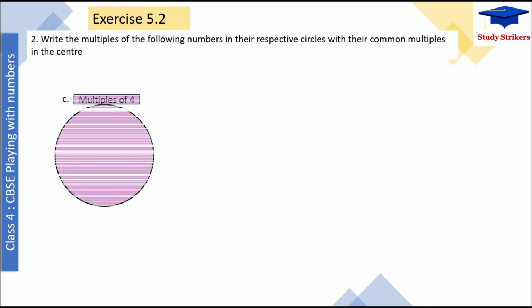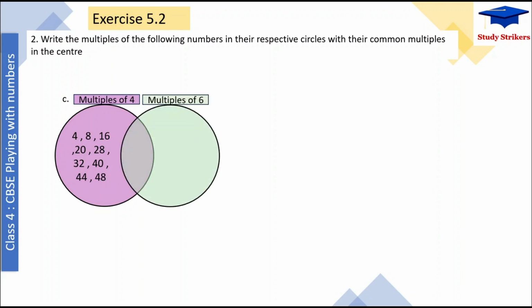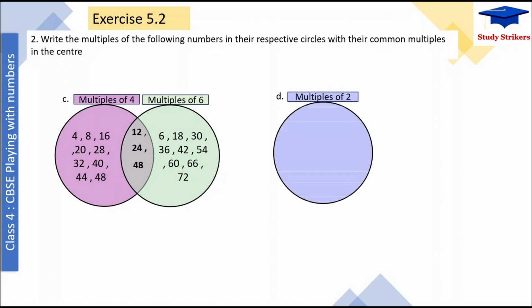Now we have to write multiples of 4. So again multiples of 4 are 4, 8, 16, 20, 28, 32, 40, 44, 48. Multiples of 6 are 6, 18, 30, 36, 42, 54, 60, 66, 72. Their common multiples are 12, 24 and 48.